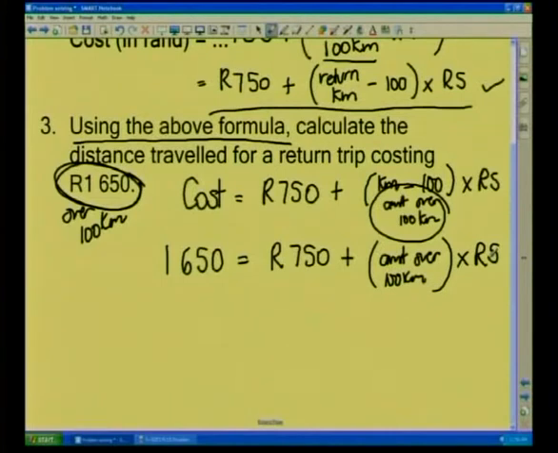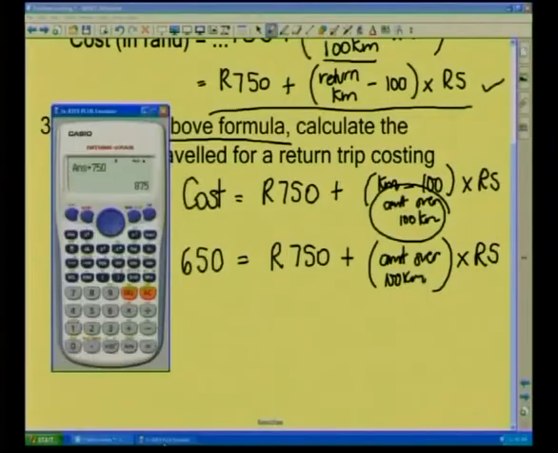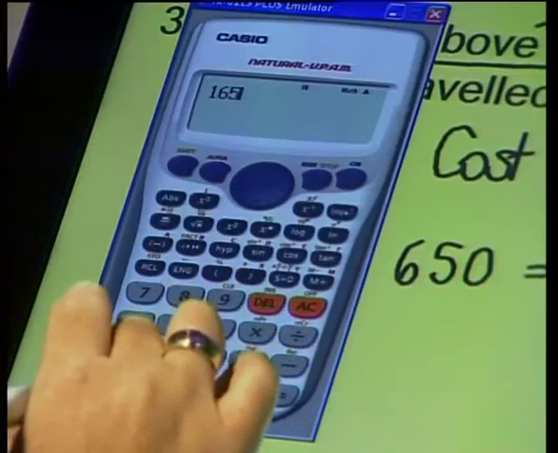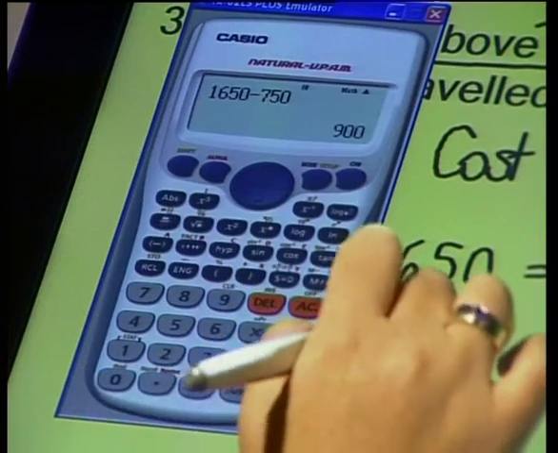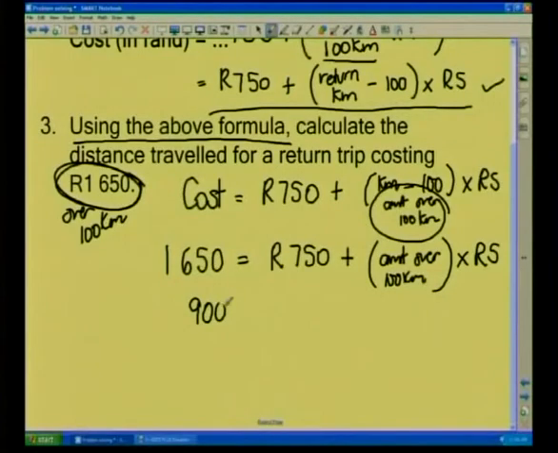If I take 750 off both sides, I'm left with 1,650 minus the 750 is equal to 900 Rand. Maybe I should put in the R signs. And so that's going to be the amount over 100 kilometers times by the 5 Rand.